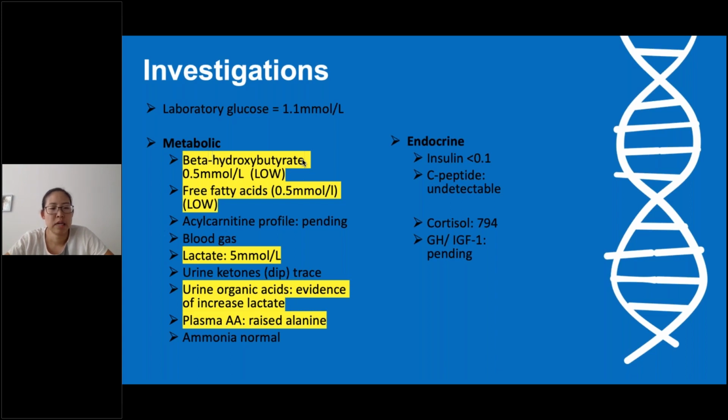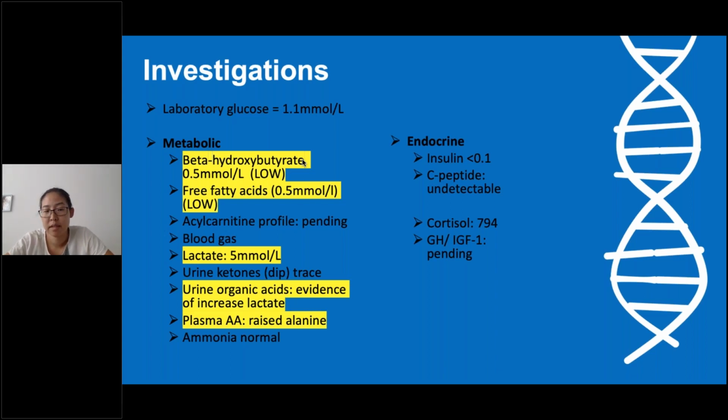investigations. So the first thing I see is there's low beta hydroxybutyrate, or low ketones effectively, and low free fatty acids. Why is that? Have a think, because does this mean there's a problem in mobilizing his fatty acids? Is that not normal? So in this case, this is a normal result.